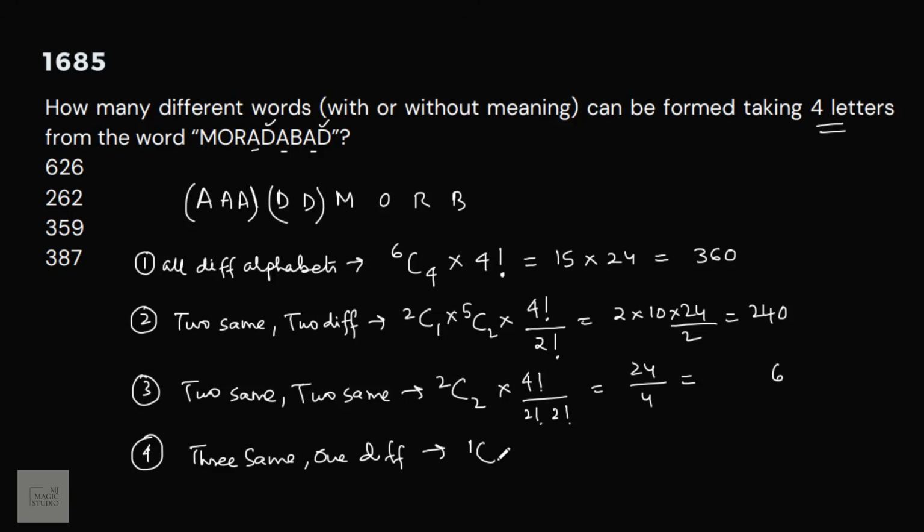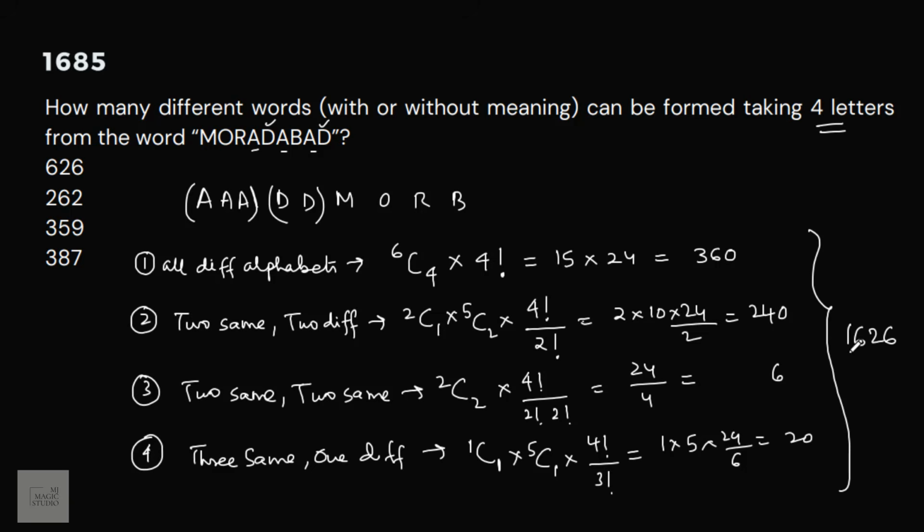Now in the fourth case, we can have 3 same and 1 different. 3 same we can select only from 1 alphabet. Now out of the 5, we need to select 1 more alphabet. We have 4 letters out of which 3 are alike. So the number of words that can be formed would be 1 into 5 into 24 by 6. That is 4 into 5, which is 20. So how many words can we have from the letters of the word Moradabad taking 4 letters at a time? 360 plus 240 plus 6 plus 20, that is 626. That features in option A.